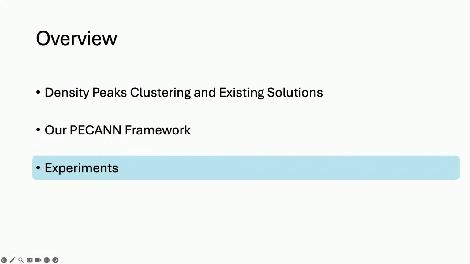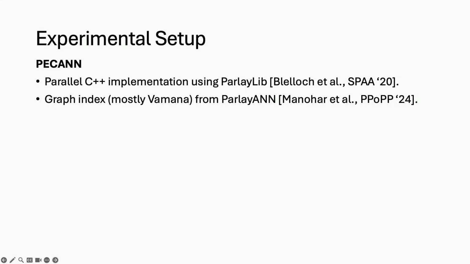Let me now talk about some experimental results. We implemented the PECAN framework using C++, and we use a bunch of parallel primitives from ParlayLib by Blelloch et al. For example, we use the parallel filter and the parallel minimum from that library. For the nearest neighbor search indices, we use the graph-based indices from ParlayANN by Manohar et al. For most of the experiments, we use one of the indices known as Vamana, but we also have an experiment showing that different graph-based indices from ParlayANN perform pretty similarly.